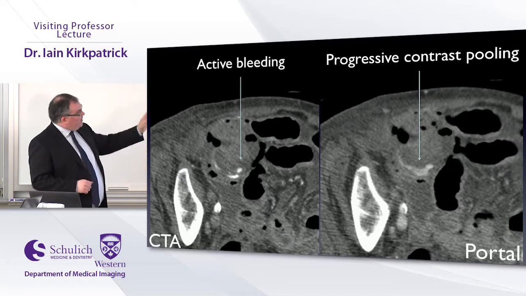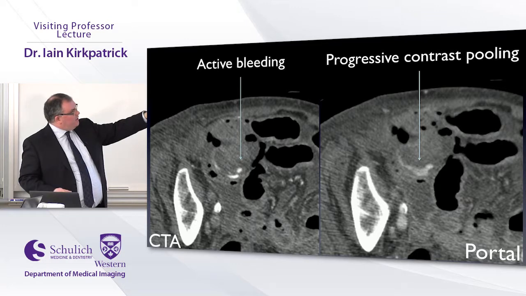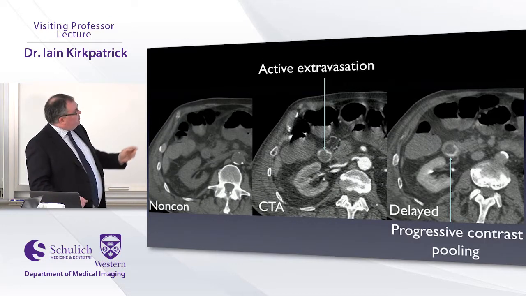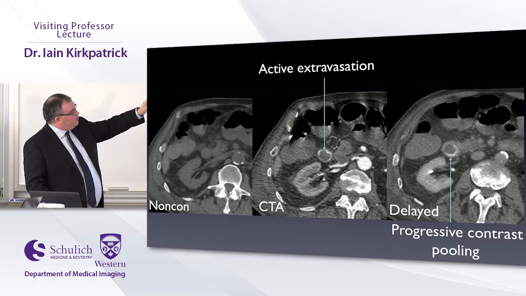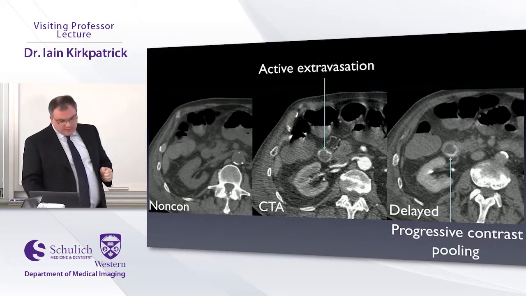So here's just an example, a CTA followed by the more delayed phase, and you can see progressive bleeding and progressive pooling there. And another patient who had florid duodenal hemorrhage. So non-con, you see nothing. You see near circumferential enhancement on the CTA, and then it starts pooling and moving dependently on the delayed phase.